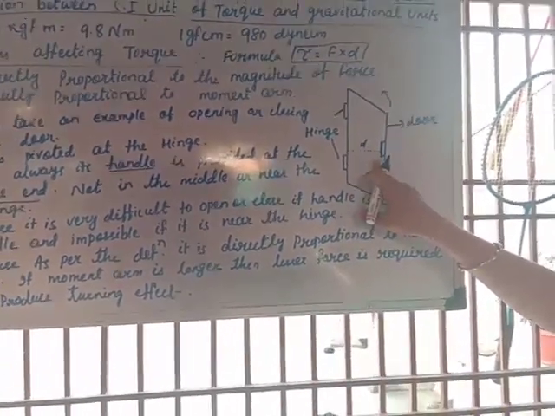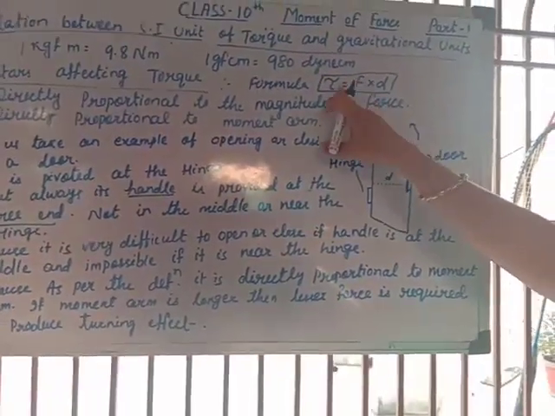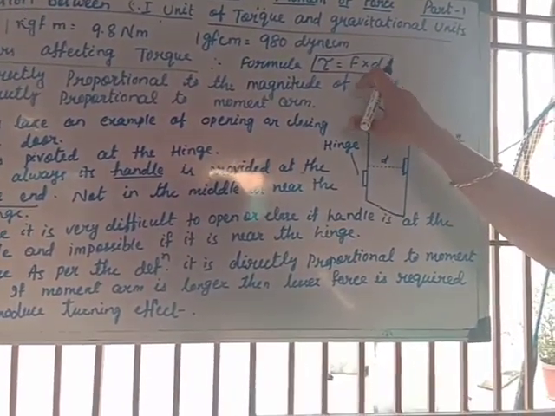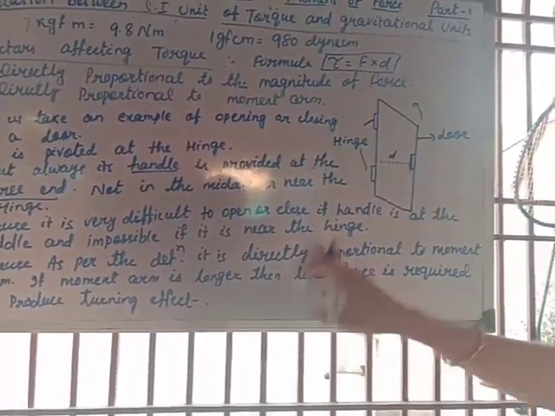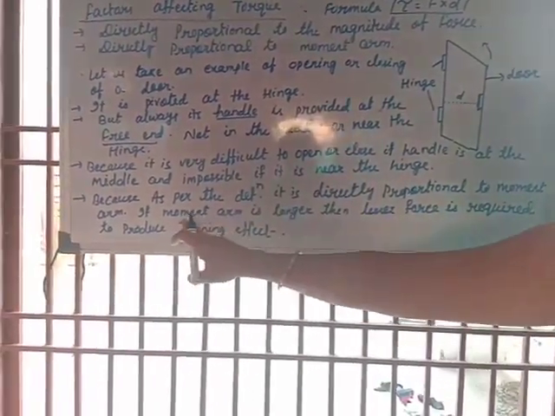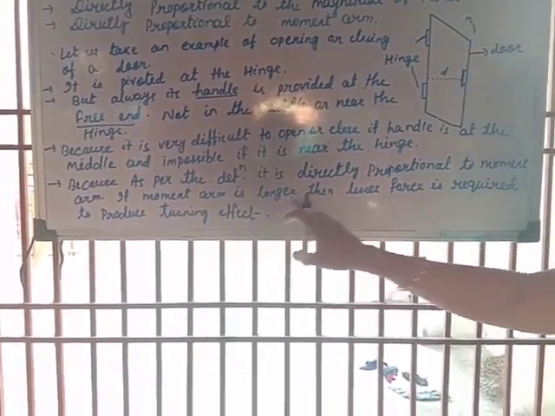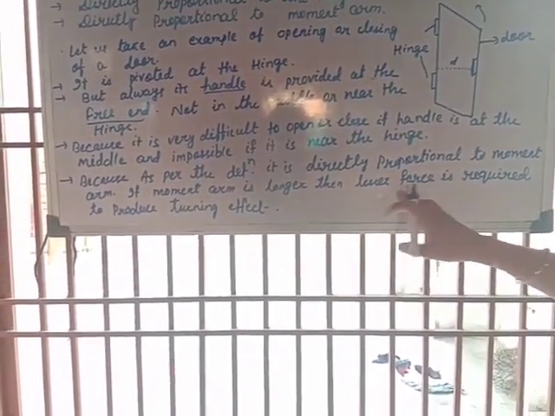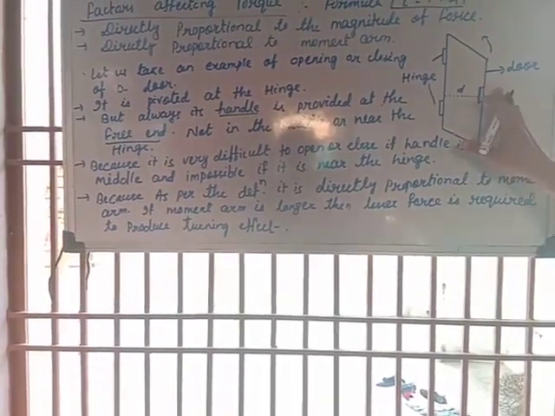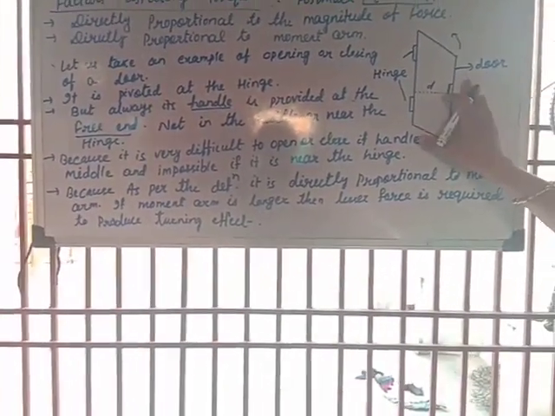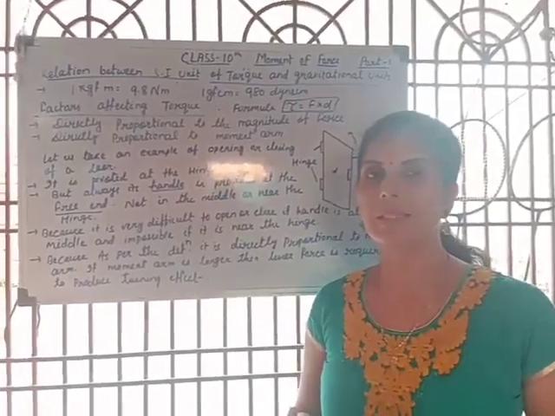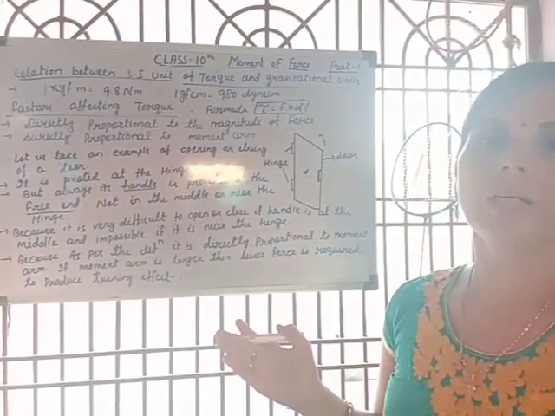What is the reason behind this? It is from this formula only: the moment of force is force into moment arm. As it is directly proportional, if the moment arm is larger, then a lesser force is required to produce the turning effect. So we can apply less force to produce a turning effect, or easily close and open the door. So children, this is about today's topic, today's class.